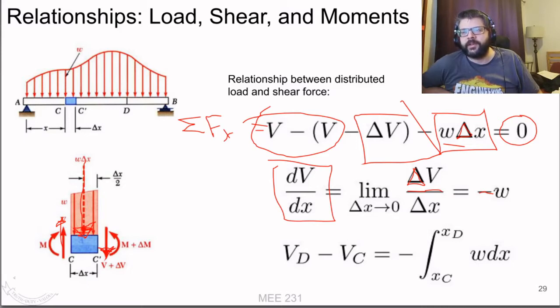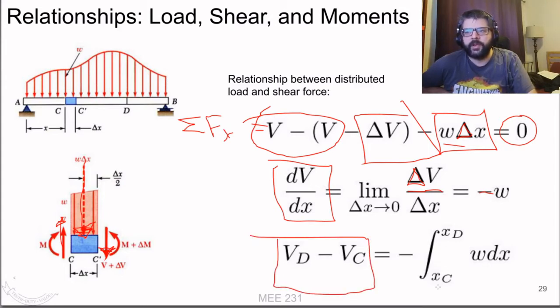Now again, it's negative there because the distributed load is pointed downwards. If we had a distributed load that was pushing upwards, which you tend not to have too often, but it certainly can happen, then that would be a positive value. So basically what that's saying is that we can find the difference in shear from one point to another by integrating this function over the distance between the 2 points we want.